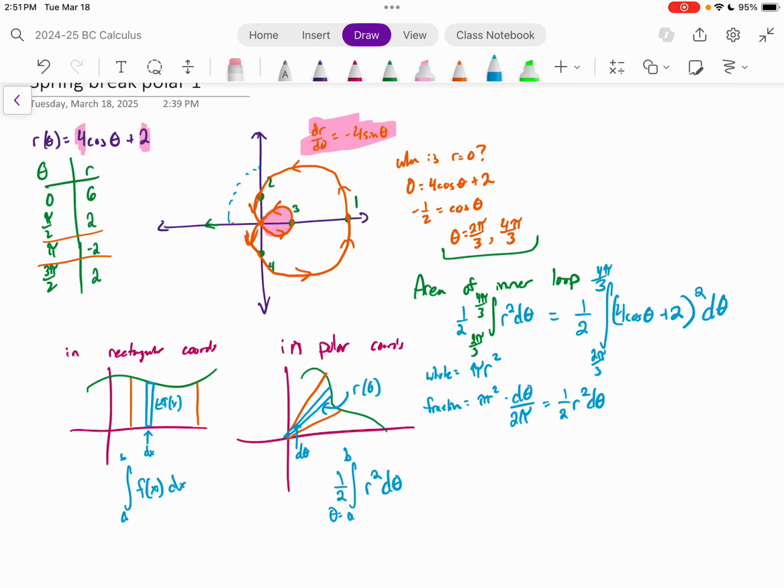I'm not going to ask us to actually evaluate this. Evaluating 4 cosine squared theta requires you to use a double angle formula that can be a little messy for some of you. Okay, so that's how we find this. Let's move on to a different example. Hopefully that made sense, that this thing right here represents the area of my inner loop.